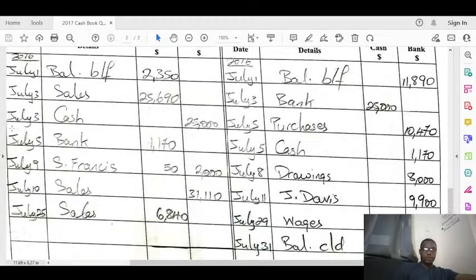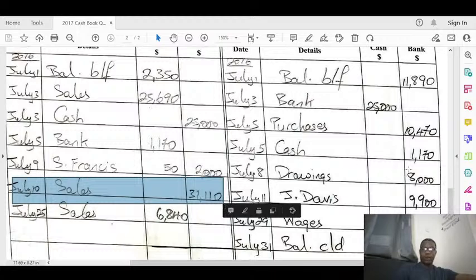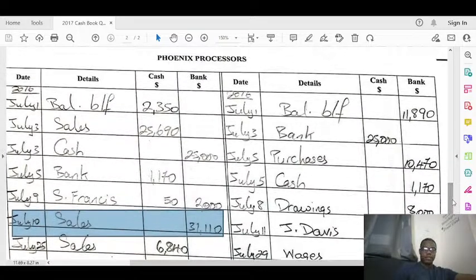See it here, July 10. So you debit the bank account, right? And in the details column, you have sales, and you put the date, right?